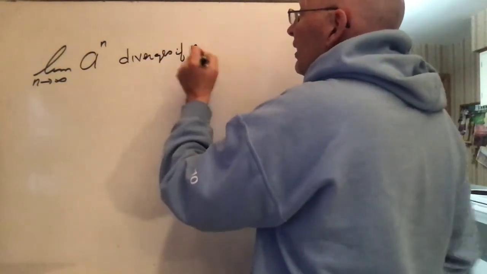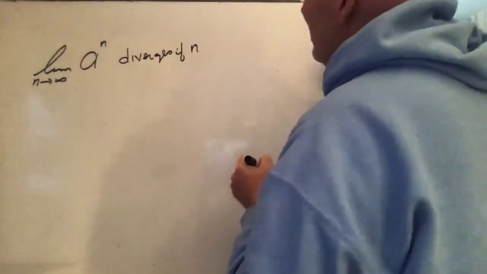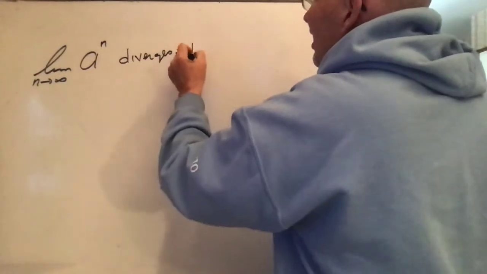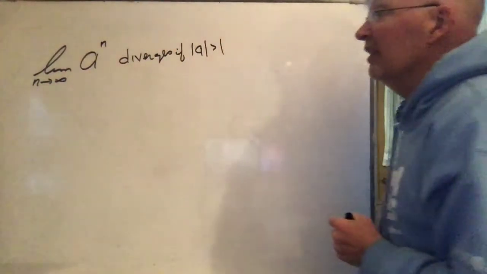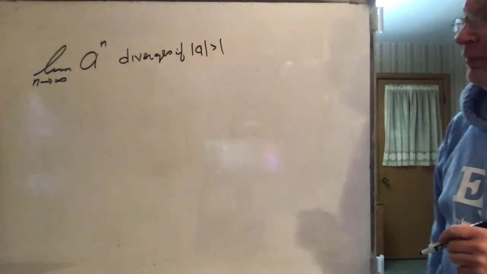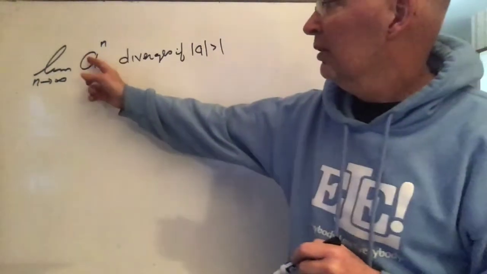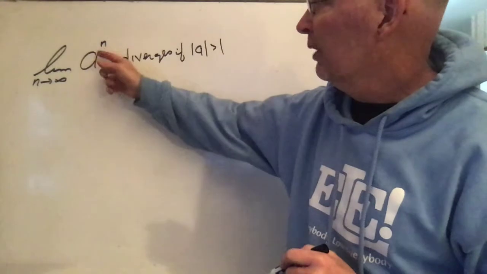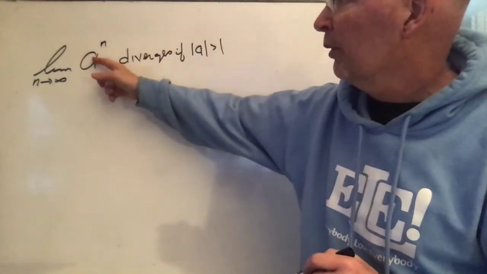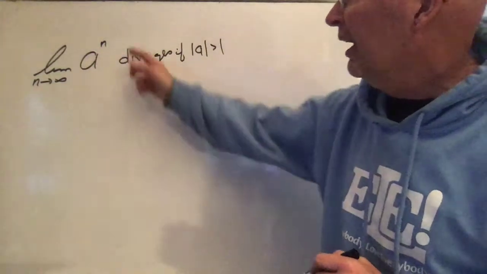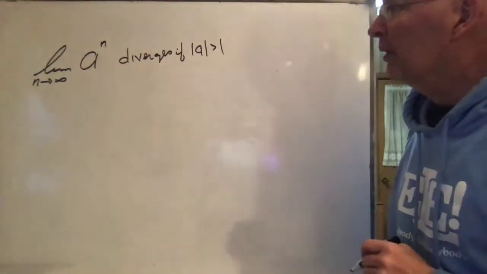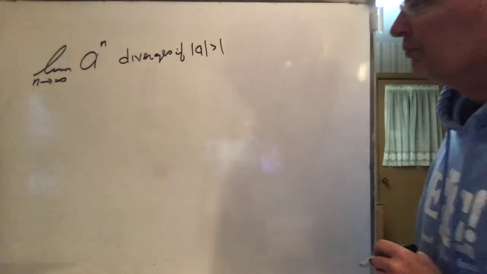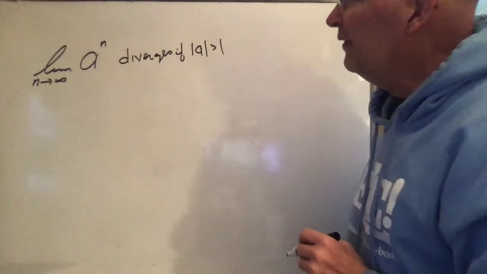if a is greater than 1 in size. Okay, take 2 squared, 2 cubed, whatever, it's going to keep getting bigger and bigger. If it were 1.1, same thing. Negative, it's going to be the same sort of thing, it's just going to alternate in sign. Okay, so that's true. What happens if a is equal to 1?